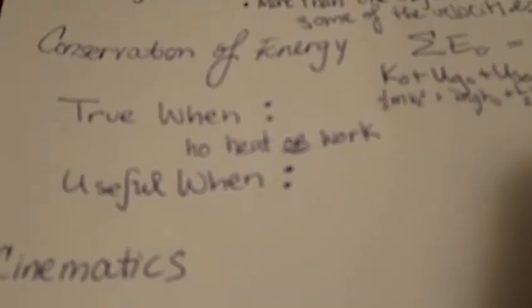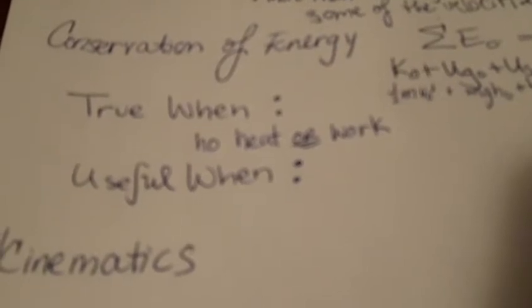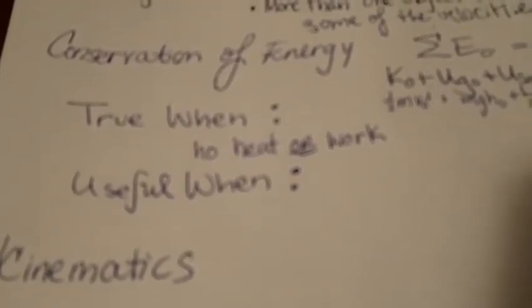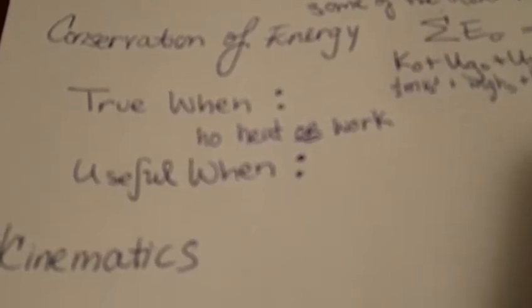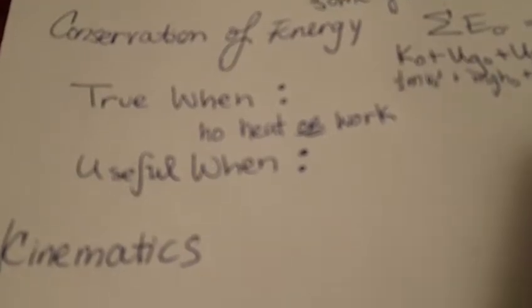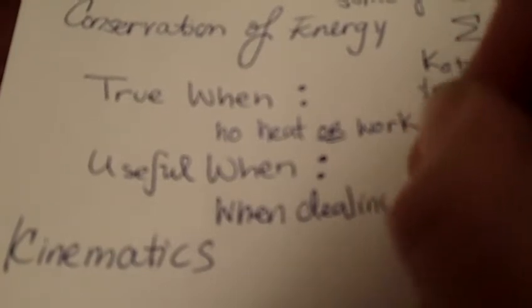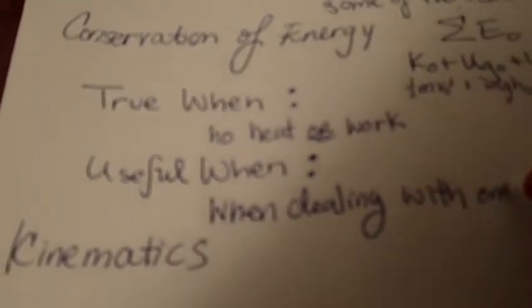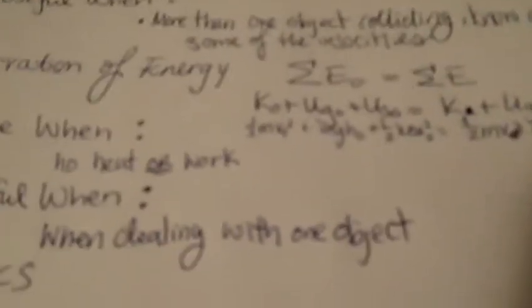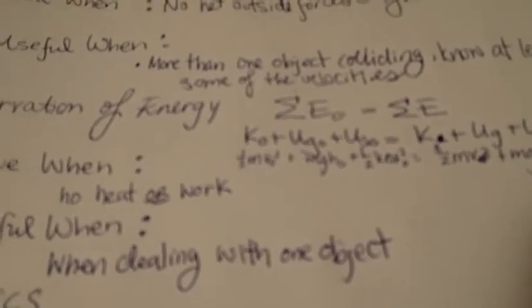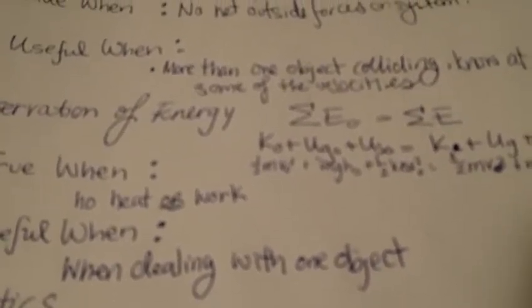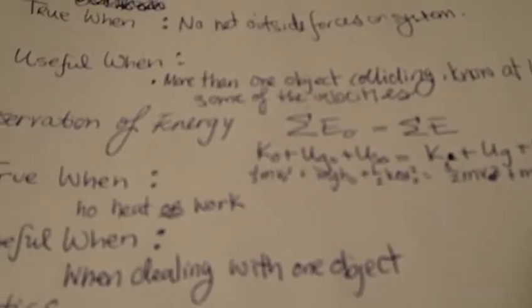This is useful in situations where it's technically still true for more than one object. So if you had two objects and they collided and no energy was lost to heat because it was a completely elastic collision, this would still be true. But usually 99% of the time when you use it, you're only dealing with one object. And when I say that, I don't mean there is only one object in the problem. I mean, in the time frame the question is asking about, you're only dealing with one object.